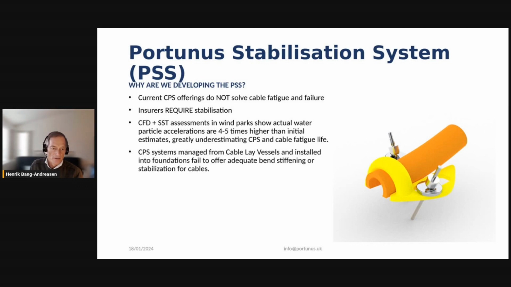and therefore underestimating the CPS and cable fatigue life. The CPS systems that can be managed from a cable lay vessel and installed into a foundation cannot be of such stiffness that it can prevent the CPS from moving around beyond the touchdown point on the seabed or on the scour protection, to be stable enough that it won't move on the seabed. And that's the reason for that. You cannot really intend to build a CPS system that can do this. And this is the reason why we developed the solution of the Portunus stabilization system.